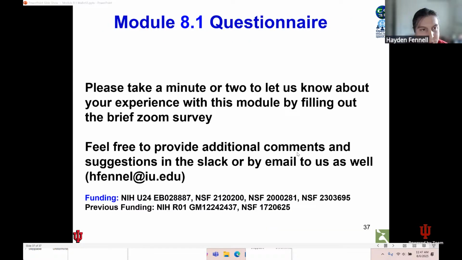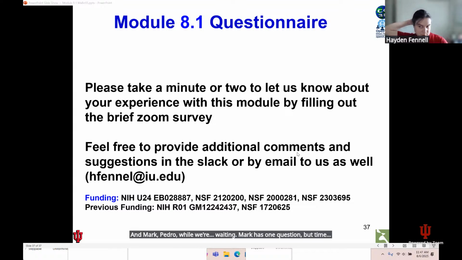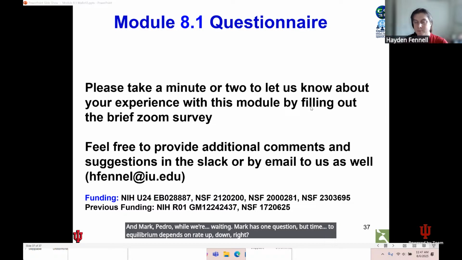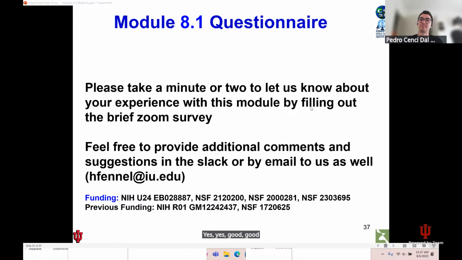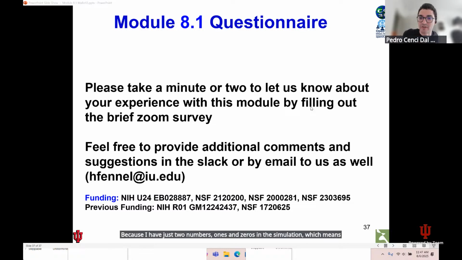And Mark, Pedro, while we're waiting, Mark has one question: time to equilibrium depends on rate up and down, right? Yes, good catch. It depends on rate up and down. So this is a great thing to experiment with. You can get your MaBoSS simulation and change the main rates, the ones that are not zero, because I have just two numbers, ones and zeros in the simulation, which means everything is very, very fast.